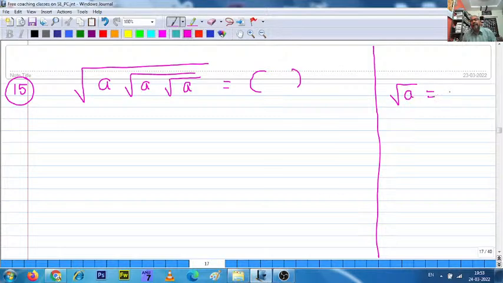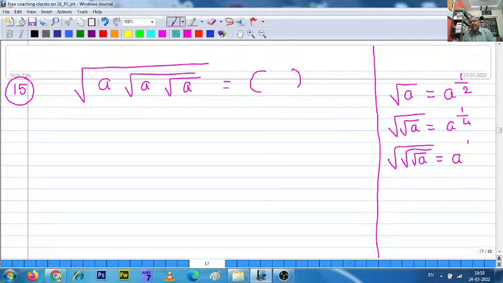Root a is a to the power of 1 upon 2. What is root of root a? Don't get any confusion. This is a to the power of 1 upon 4 you can write. Very good, Fayaz Ahmad, good try. Root of root of a: this is 2 into 2, 4, 4 into 2, 8. A to the power of 1 upon 8.